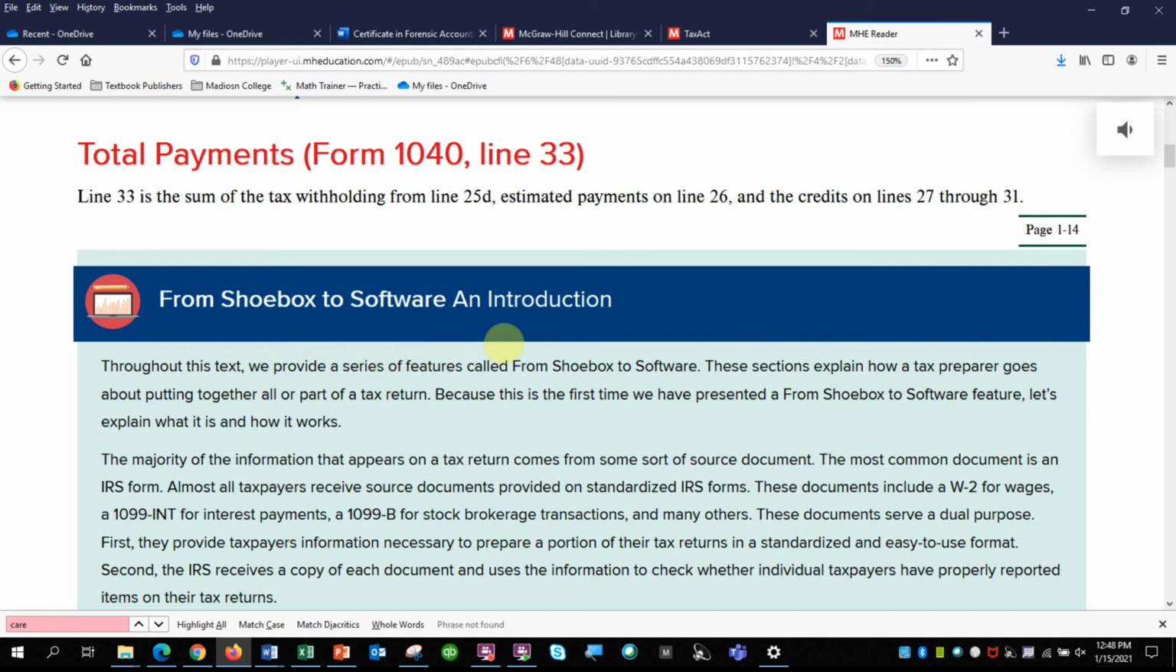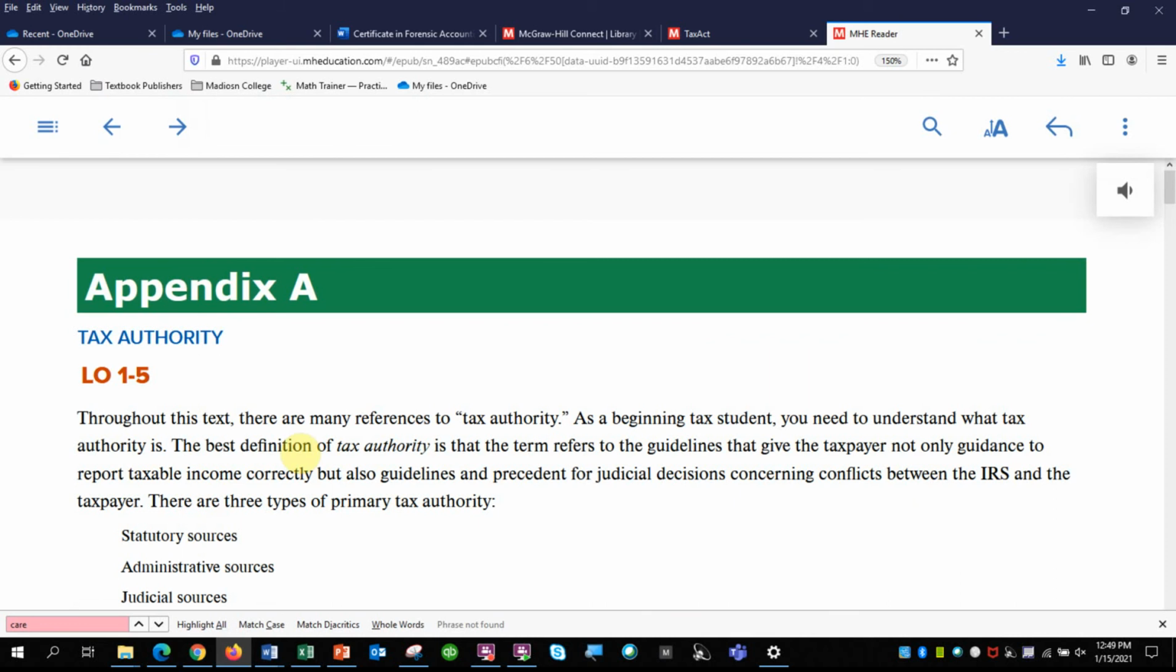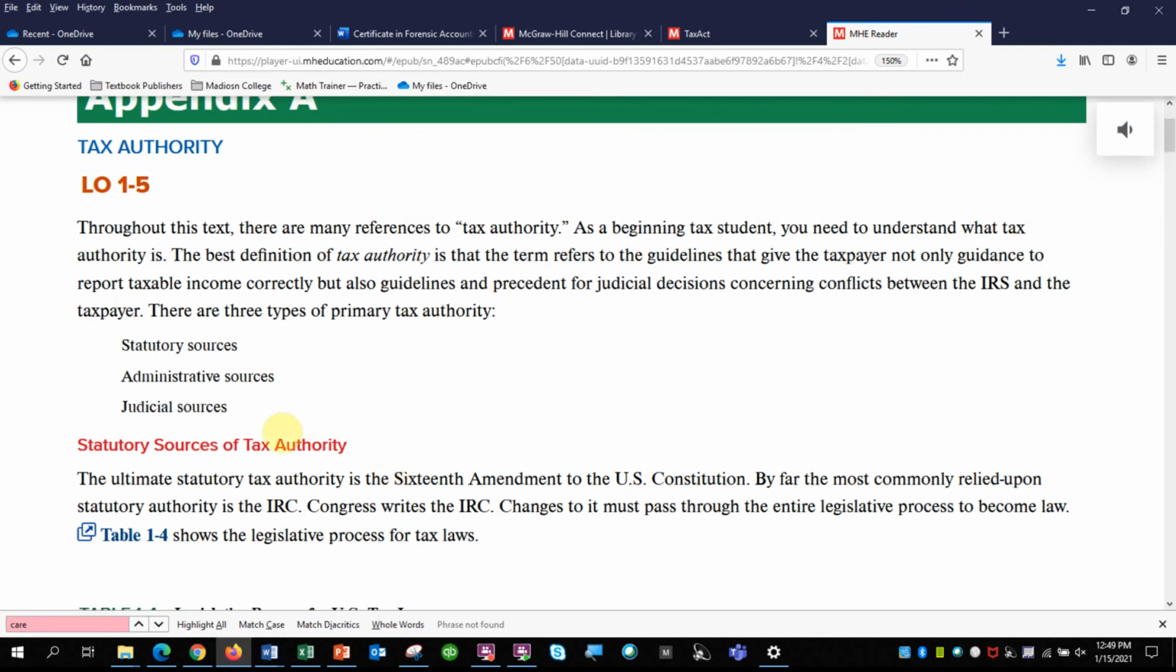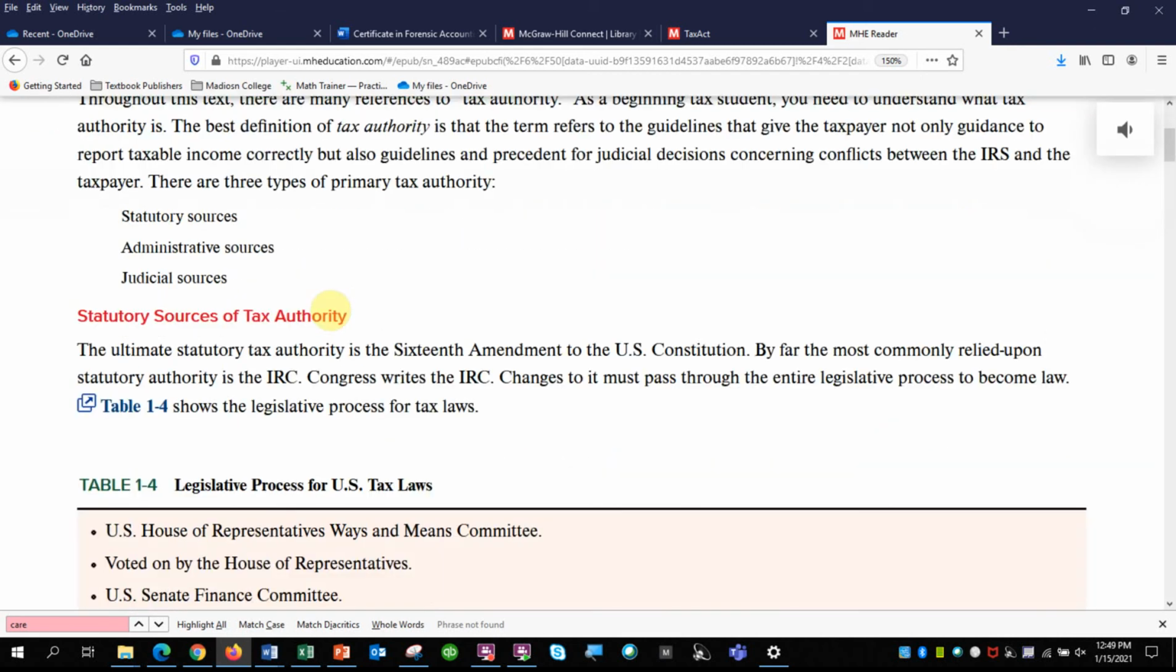The shoebox of software, I mentioned that earlier. This refers to your tax software, which we are not using, so you can kind of go right past this. We won't be covering the appendix in this chapter, but if you have an interest in tax authority, and that's to say what rules we have to follow, the tax code, that would be the statutory. Administrative would be any regulations that have been drafted by the IRS that we need to follow. And then judicial, any case law that applies to taxes. And talk a little bit about the history of the United States taxation system, kind of interesting for some of us. So if you have an interest in Appendix A, feel free to go through that.